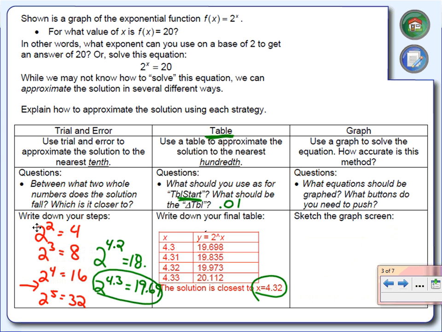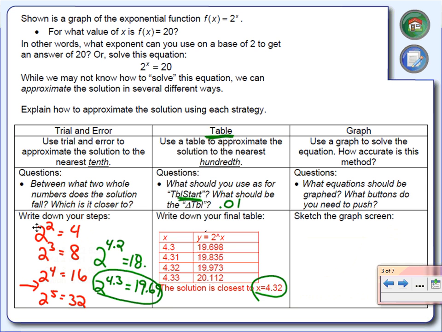But is it the exact answer? Is it what exactly gives me a 20? No. So again, depending on what we're working with, it might be good enough for an answer. We might want something even closer. We want the exact answer. So, is there another way we can find the answer? Yes. We can also use the graphing method.